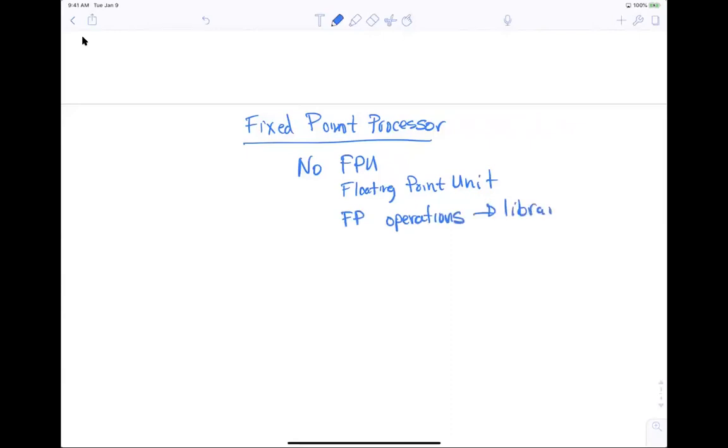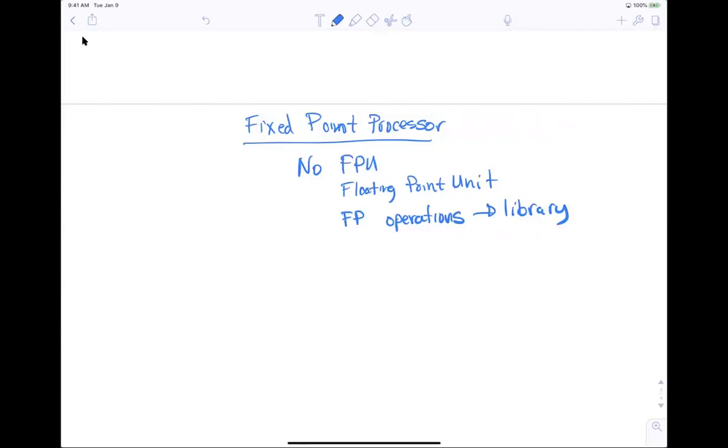Okay, what does a library mean? A library is essentially just code. It's C code that's already compiled, and there are pre-compiled functions to do addition, subtraction, multiplication, division, etc. And these pre-compiled libraries make use of the limited instruction set available to them on that fixed point processor. So, for instance, an addition may take, and I'm just guessing here, on the order of 10 to 50 cycles of the CPU to just complete one addition. Whereas if you were doing a fixed point addition, it would take one cycle.